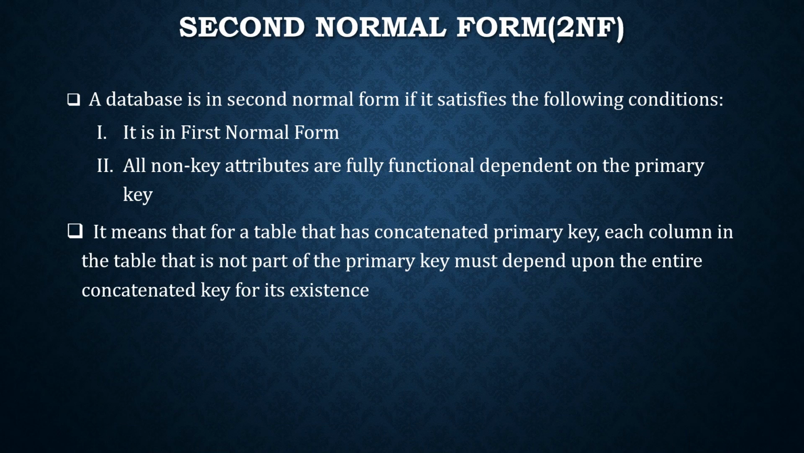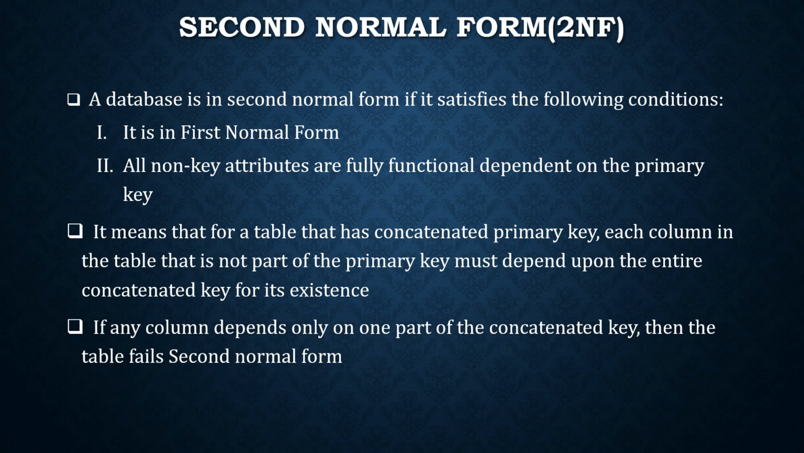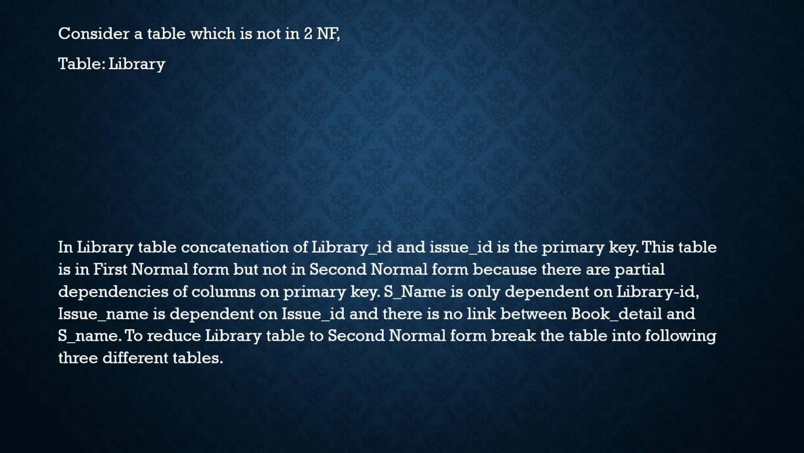So that is about second normal form. If any column depends on only one part of the concatenated key, then the table fails second normal form. That means the columns should depend on the concatenated key as a whole, which is not recognized by a single column, otherwise the table fails second normal form.